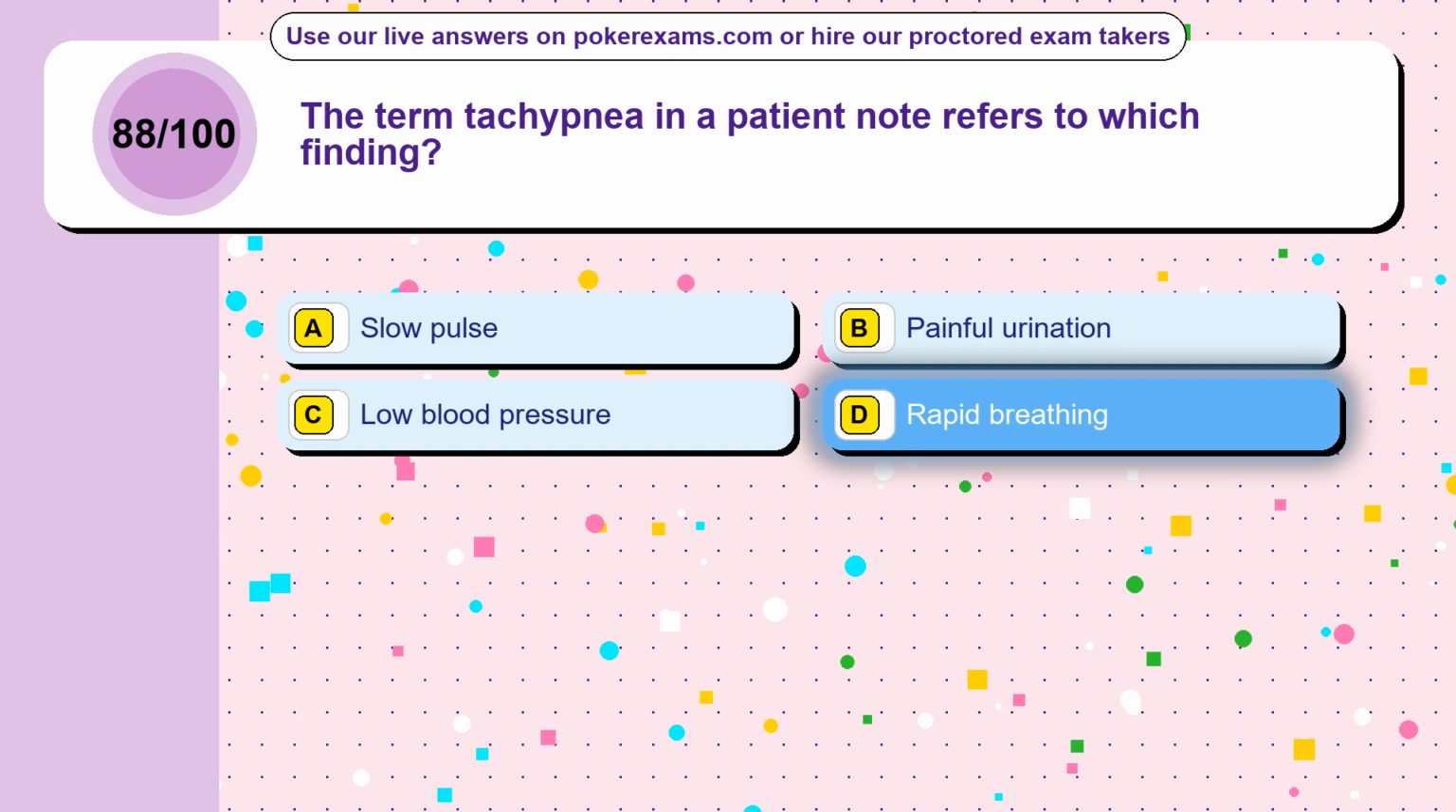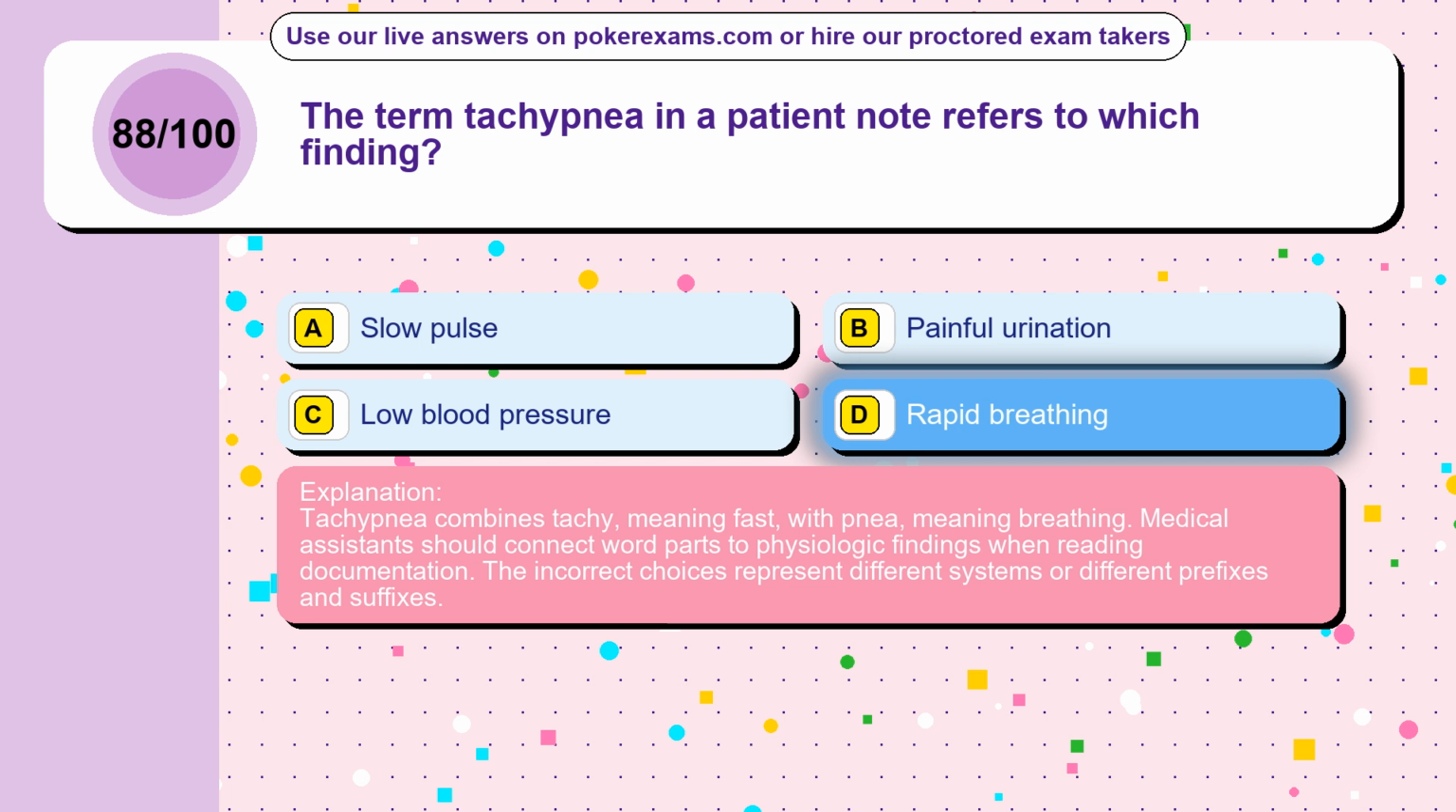Rapid breathing. Tachypnea combines tachy, meaning fast, with pnea, meaning breathing. Medical assistants should connect word parts to physiologic findings when reading documentation. The incorrect choices represent different systems or different prefixes and suffixes.